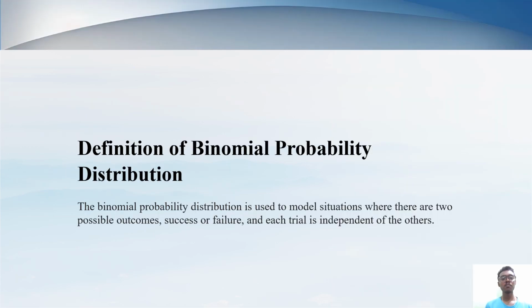The definition of binomial probability distribution. The binomial probability distribution is used to model situations where there are two possible outcomes, success or failure, and each trial is independent of the others.